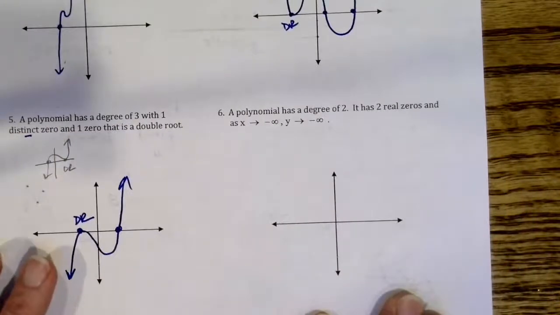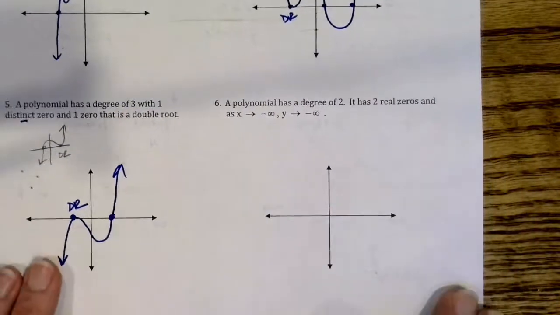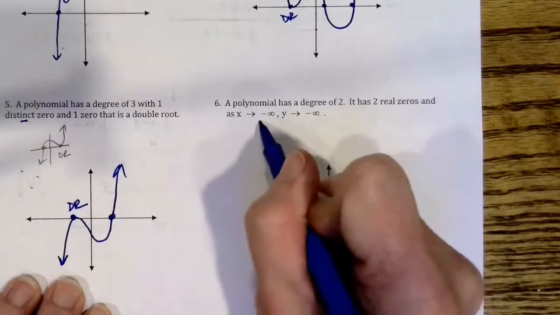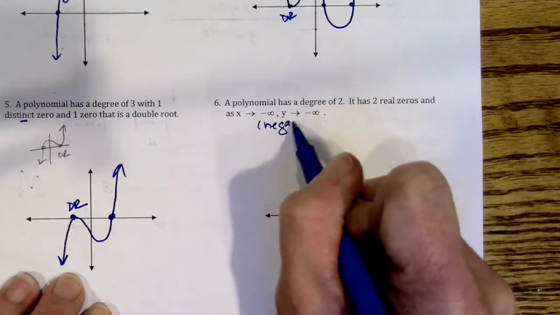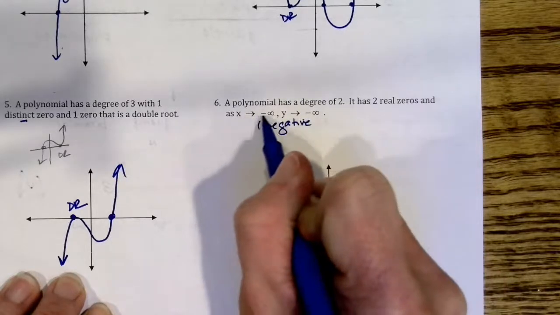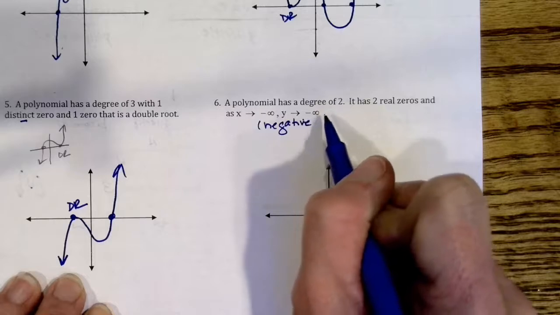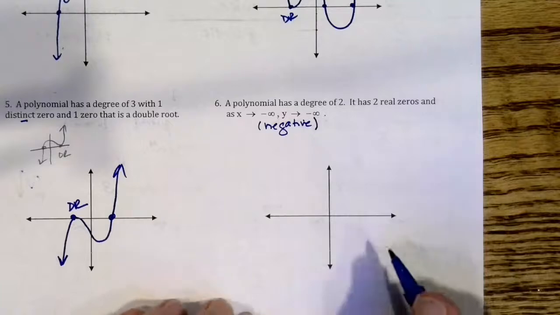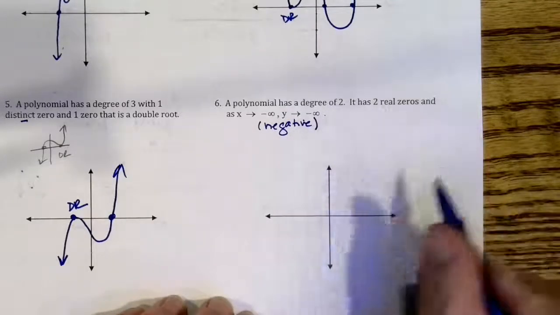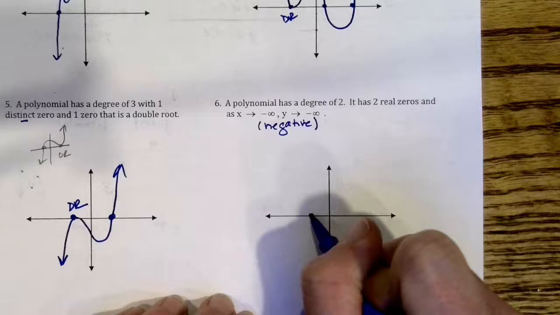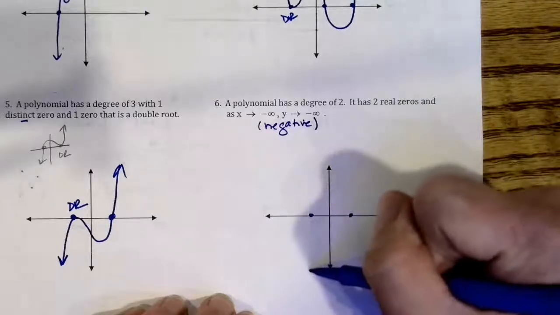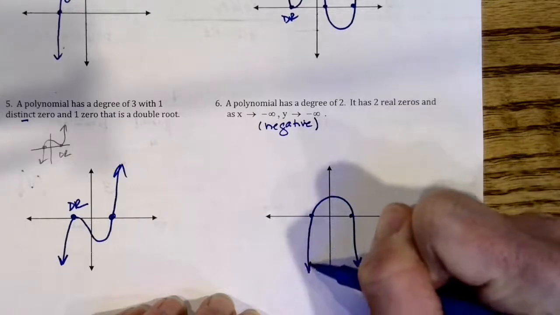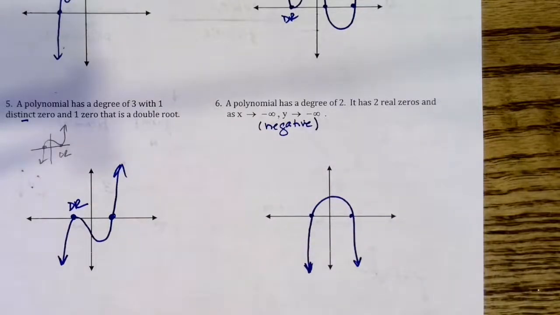All right, a polynomial that has a degree of 2, so it's quadratic. It has 2 real zeros, and because I see my end behavior as x approaches negative infinity, y approaches negative infinity, that means that this is a negative. Degree of 2, 2 real zeros. So it doesn't say anything about positive or negative, so I can go ahead and draw this one like that. And I know it's a negative quadratic. All right, good job.